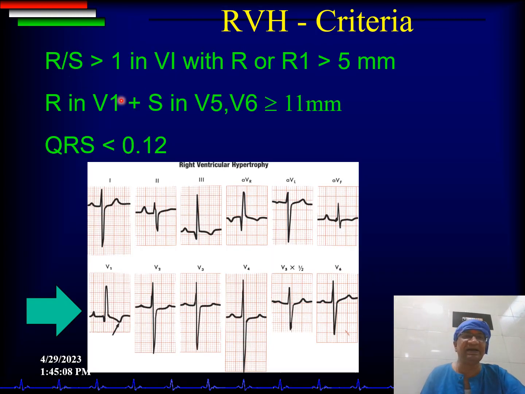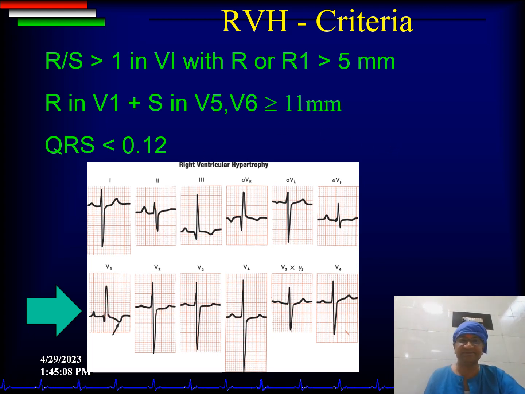So R by S more than 1, then you call it RVH. R in V1 plus S is more than 11. So it should have a wide QRS complex in V1 and a small QRS in V5, V6. That's what RVH is. See here, R is big in V1.